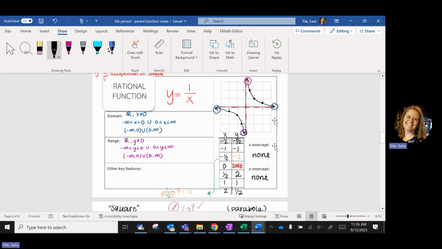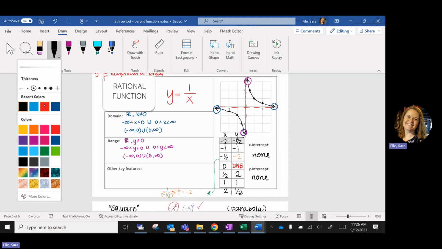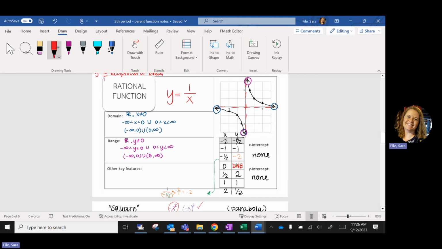But what does this one have? It has asymptotes. It has both vertical and horizontal. Remember, log only had vertical and exponential only had horizontal. This one has both. So there is a horizontal asymptote.